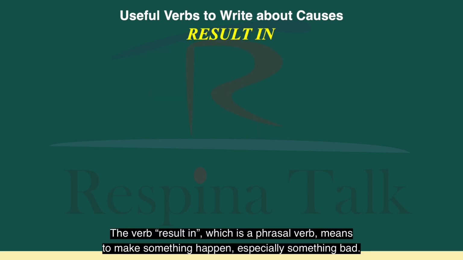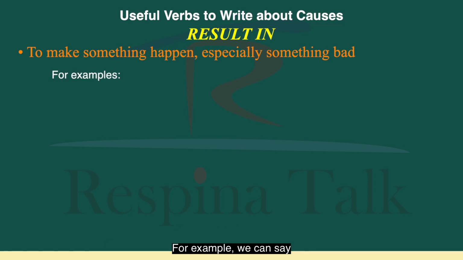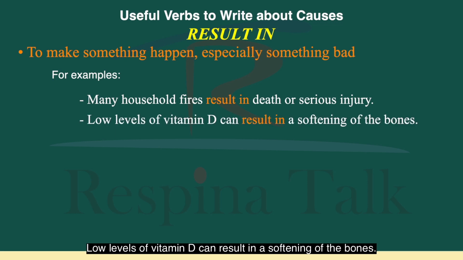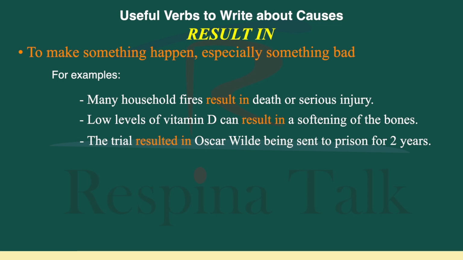The verb result in, which is a phrasal verb, means to make something happen, especially something bad. For example, we can say many household fires result in death or serious injury. Low levels of vitamin D can result in a softening of the bones, and the trial resulted in Oscar Wilde being sent to prison for 2 years.